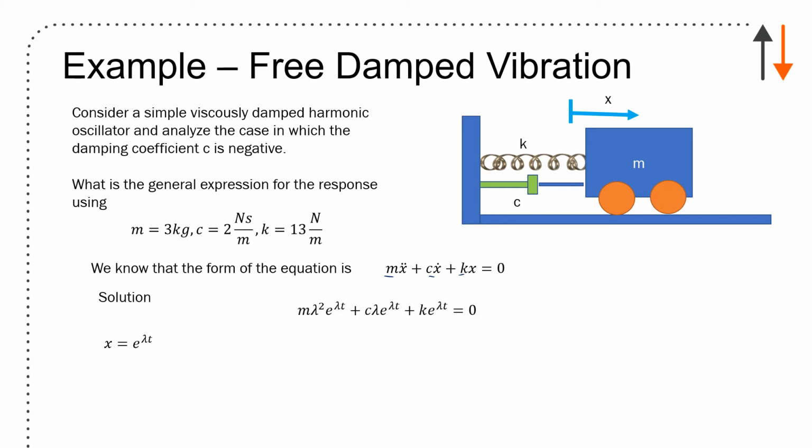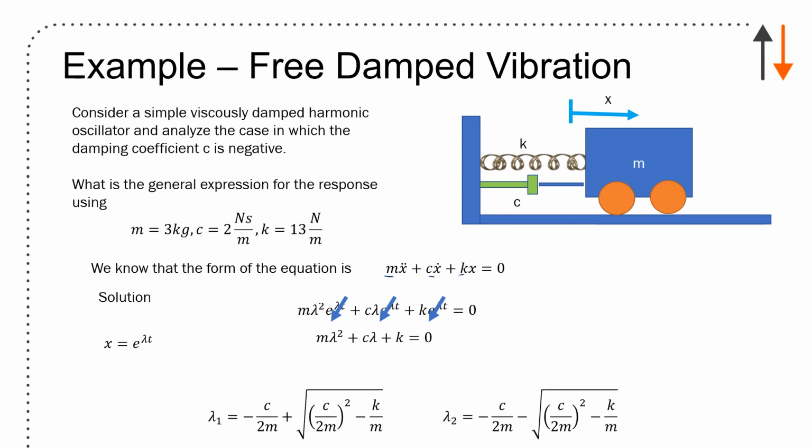And this is free damped vibration, and the solution takes the form of x equals e to the lambda t. So when I do x double dot, I get m lambda squared e to the lambda t, x dot, I get c lambda e to the lambda t, and x, I get k e to the lambda t. So I'm going to cancel those out. And when I cancel those out, I end up with an expression that looks like this, m lambda squared plus c lambda plus k equals 0. So now I can solve through and calculate what the terms are.